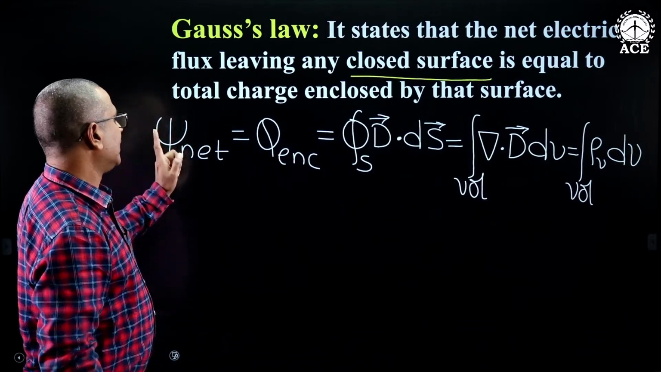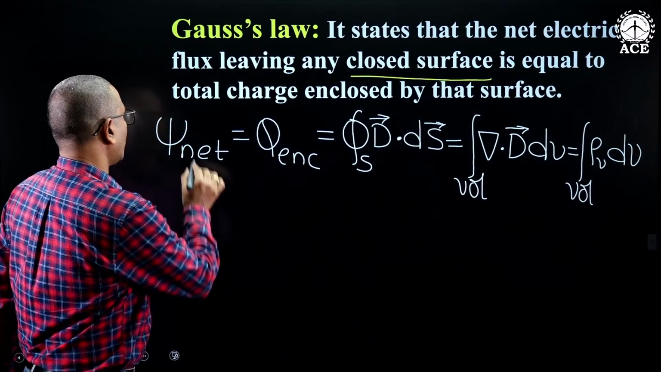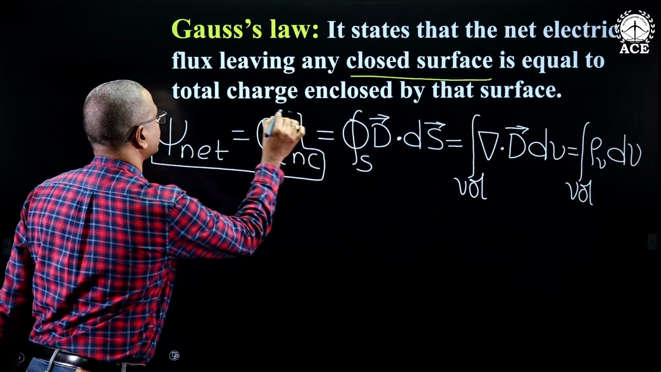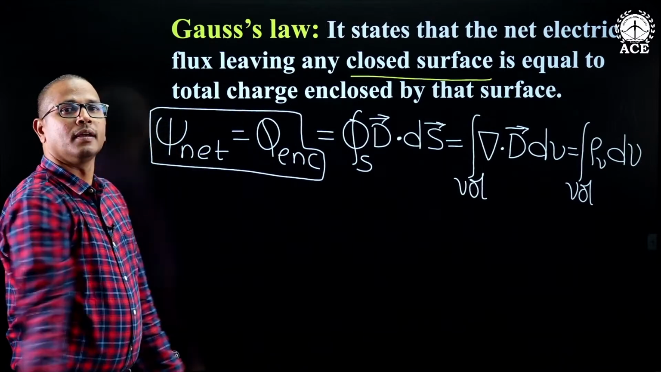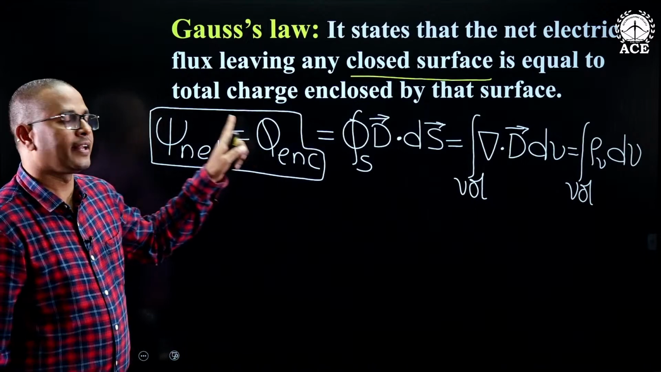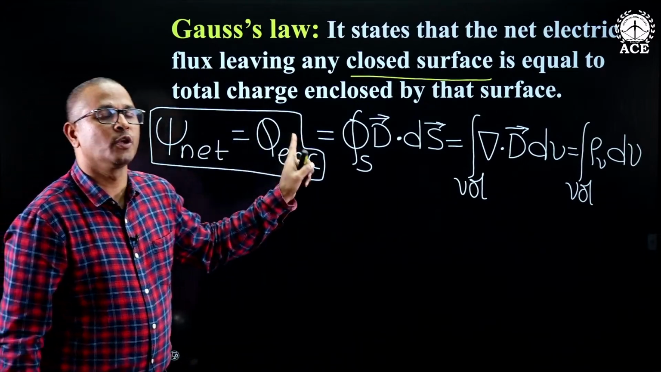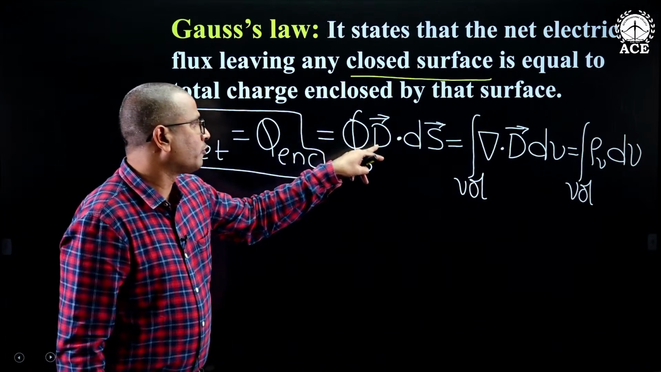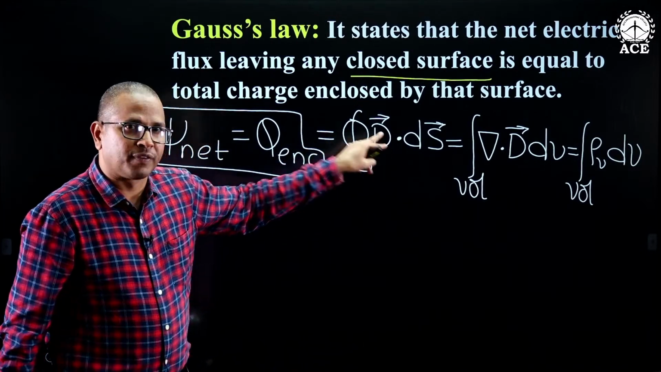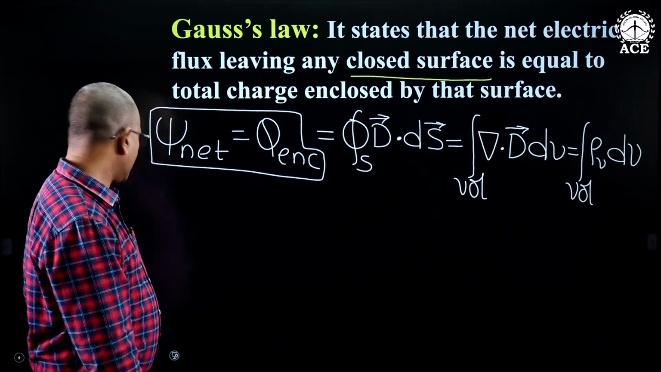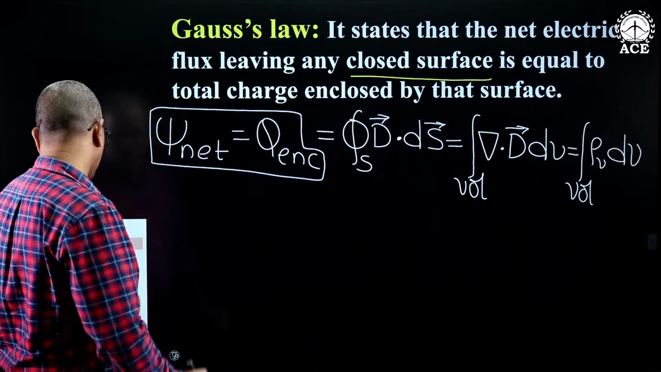You look at here, psi net equal to charge enclosed. This is a basic model given by Michael Faraday, Faraday's law. The net electric flux leaving equals charge enclosed. According to Michael Faraday's experiment, flux is carrying the units of charge, which is measured in Coulomb. And D bar, whatever I've written, is electric flux density or displacement flux density, which is measured in Coulomb per meter square.